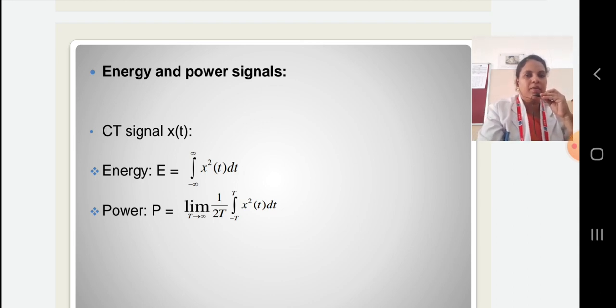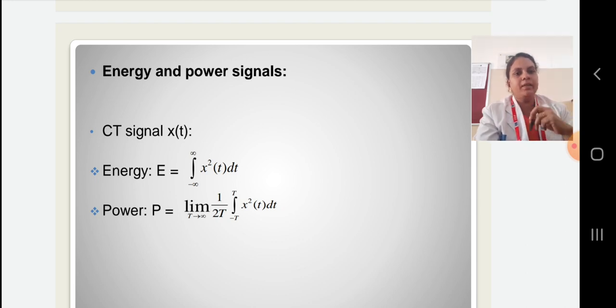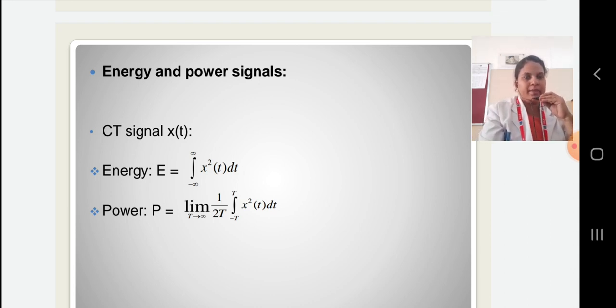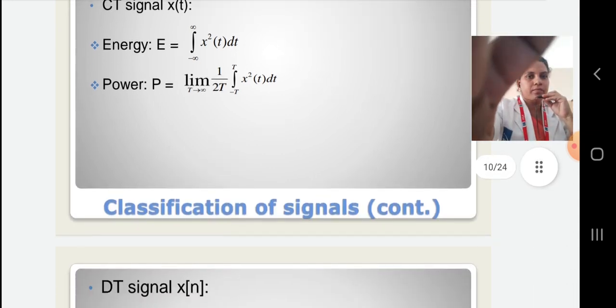And what is the power value? Power is represented by P, which equals the limit as T tends to infinity of 1 by 2T times the integral from minus T to plus T of x squared of t dt. So from this relation we have to calculate the energy value and power value of the continuous time signal.